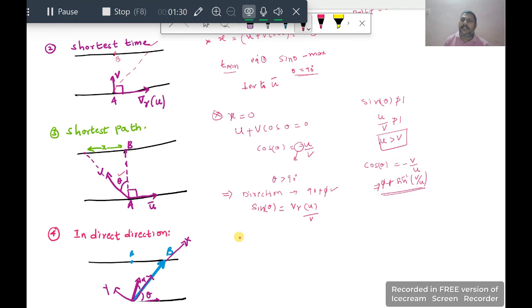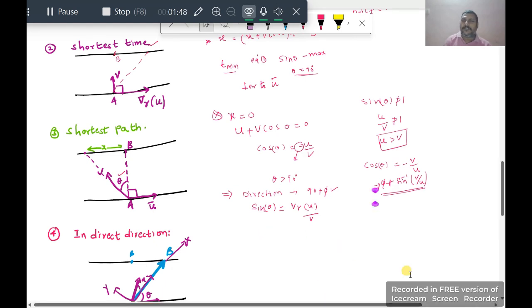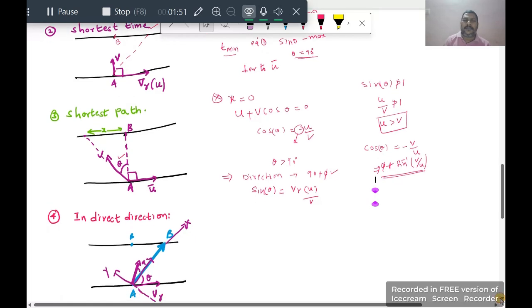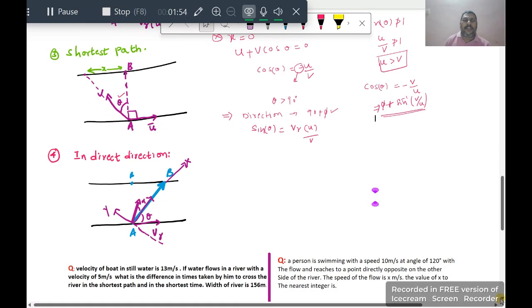Okay, it is not possible to cross the river. So that is clear. In this case, instead of u by v, you have to take v by u: cos theta equals minus v by u, or sin theta equals v by u. One problem is there, but it is not possible to discuss now. I will discuss it later.